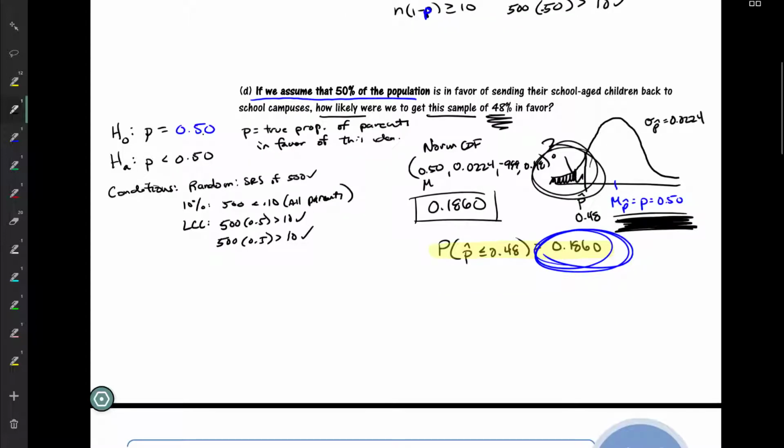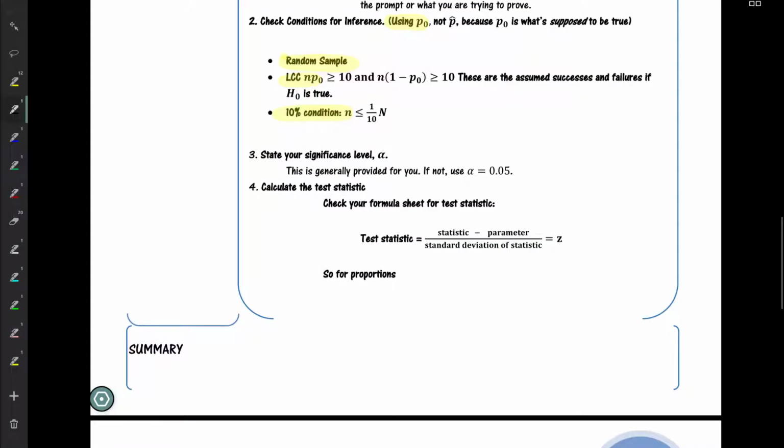And there we have it. Conditions done, no sweat. Let's see what step 3 is. Step 3, super easy. This is just like stating your confidence level, except we're kind of looking at those outsides. Instead of looking at what our middle should capture, like that 95%, we're going to look at the outsides.